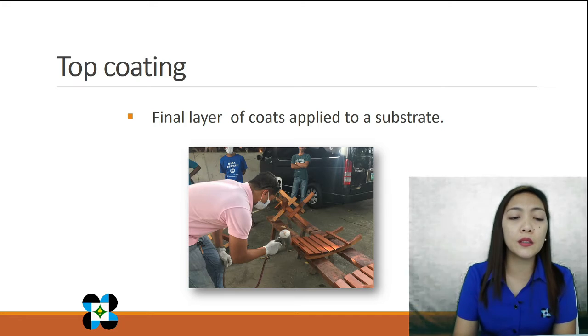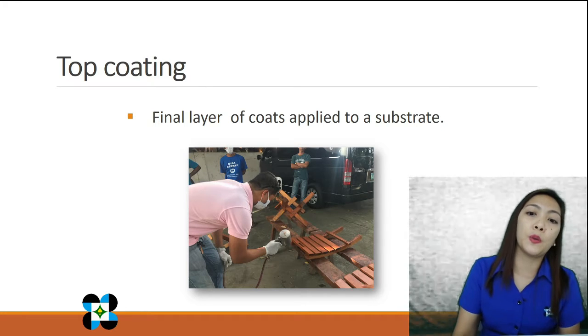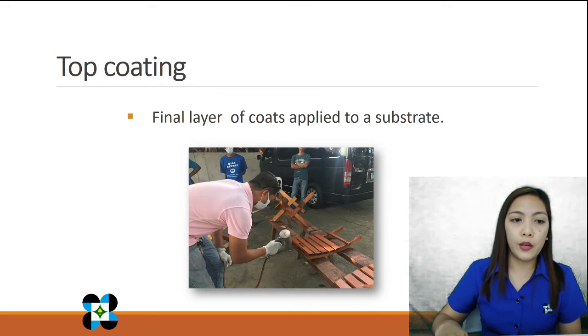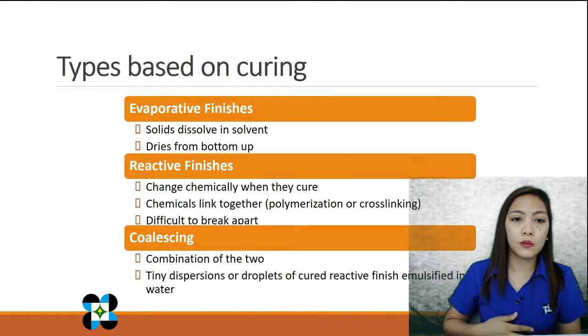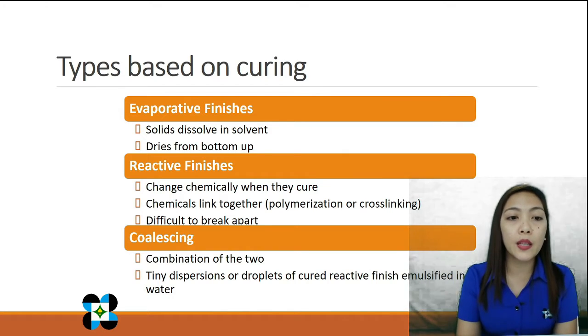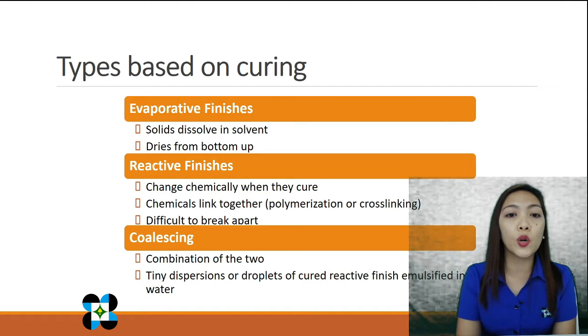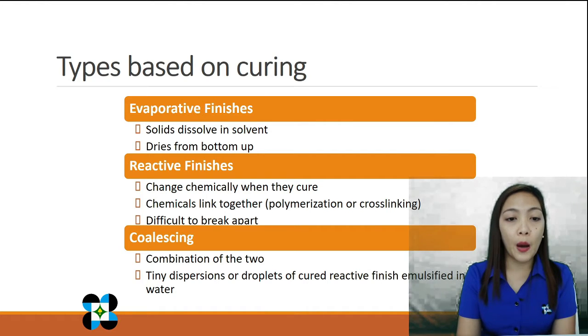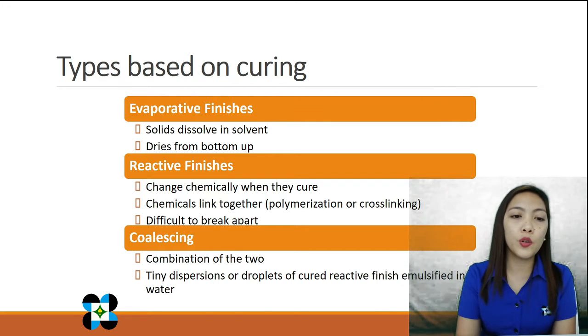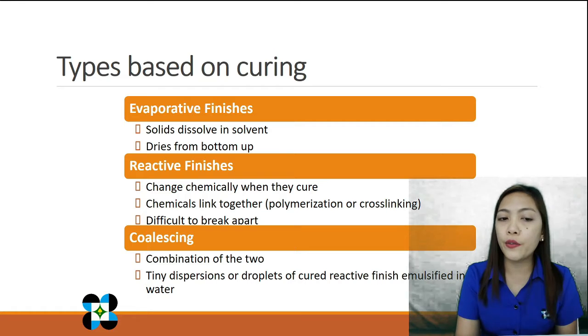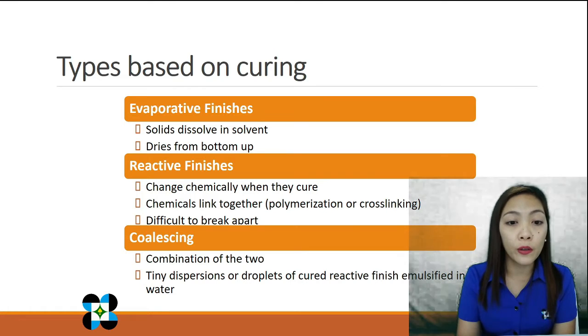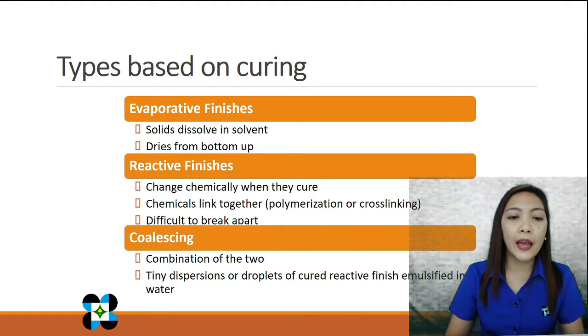And finally, top coating. This is the final layer of coats applied to a substrate. So there are various types of top coat available in the market based on the curing or yung drying property niya. Meron tayong tinatawag na evaporative finishes, reactive finishes, and coalescing. So yung evaporative finishes, ito yung solids niya or the resin component is dissolved in solvent. And it dries from bottom up.